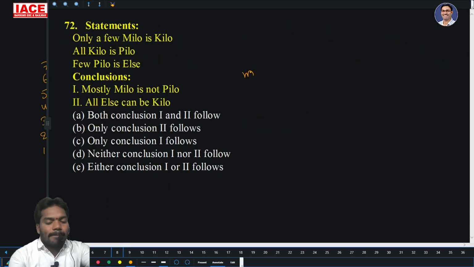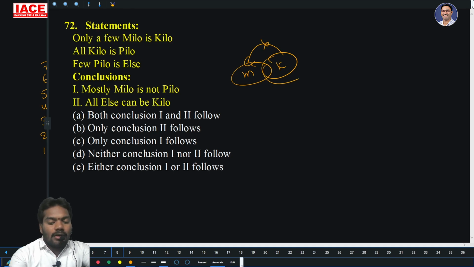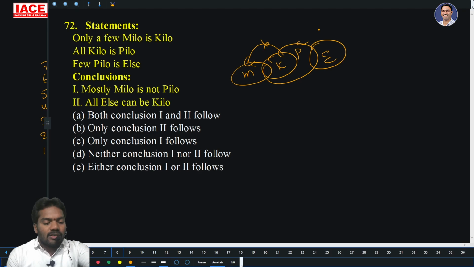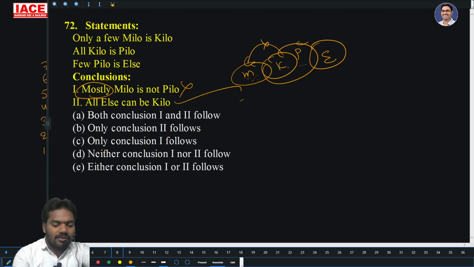Only few. Milo is kilo, some part of Milo is not a kilo. All kilo is pillow. Few pillow is else. Some part of pillow is not else. Only few they say. Mostly Milo is not pillow. Mostly means some. Some Milo is not pillow. They are not talking about Milo pillow restriction. They are asking, not for all else can be kilo. This is else, this is kilo. There is no restriction about these two. They are asking possibility. Yes, only two for this.